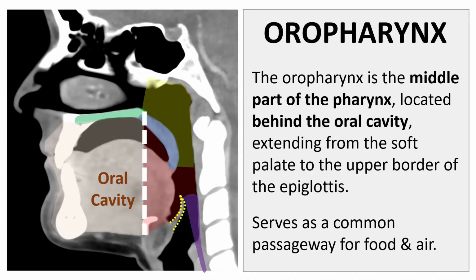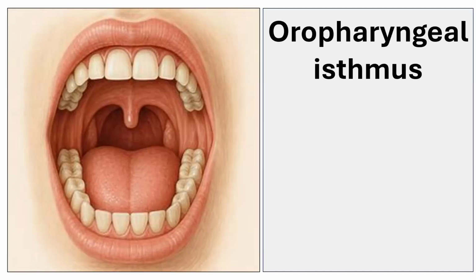And the oropharynx is the middle part, and it serves as a common passageway for food and air to the esophagus, respectively to the larynx, and from the larynx to the trachea and the lungs. The anterior border of the oropharynx, so basically the border between the oral cavity and the oropharynx, is formed by the oropharyngeal isthmus, which is basically the gap you see at the back of your throat when you say ah.